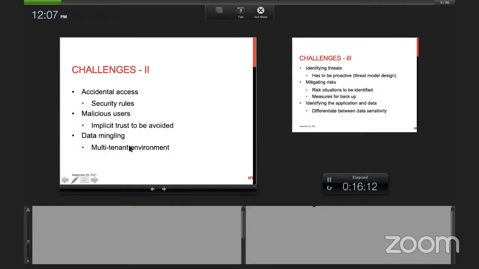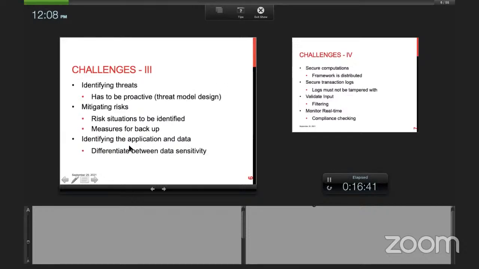And the challenge is that you have to make sure, and it may be the onus or the responsibility of both the data owner as well as the service provider of the cloud, that you provide some measures so that the data doesn't get mixed up, or I also do not accidentally access somebody else's data.